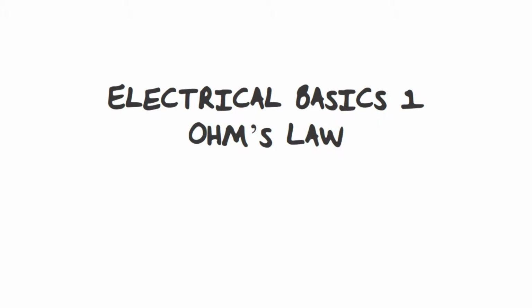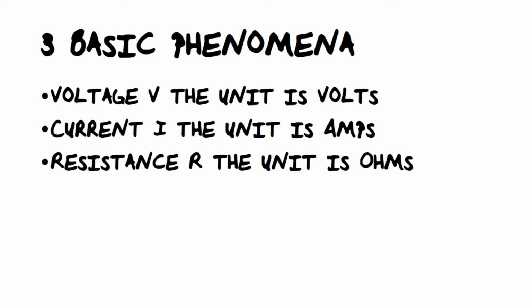Ohm's law. When you first think about electricity, you should be aware that there are really only three basic phenomena you need to know about. 1. Voltage, represented by V with a unit volts. 2. Current, represented by I with a unit amps. 3. Resistance, represented by R with a unit ohms.